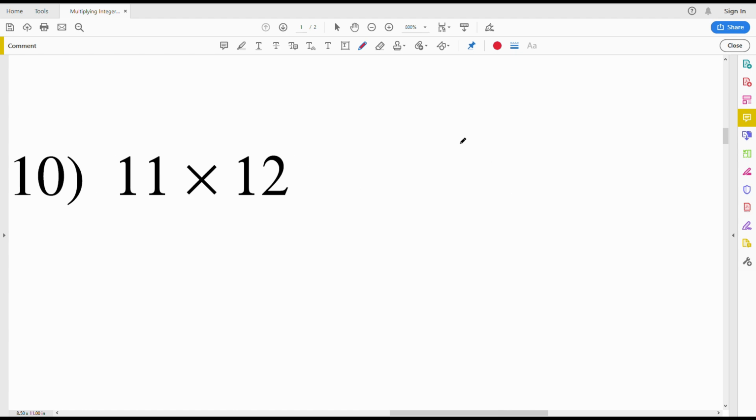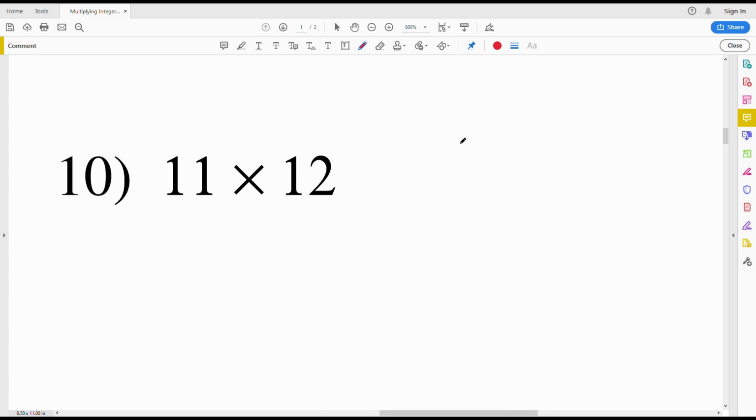In number 10, we have 11 times 12. A positive times a positive results in a positive. So all we have to do is do the math. I have my multiplication tables memorized up through 12, so I know that 11 times 12 is 132.